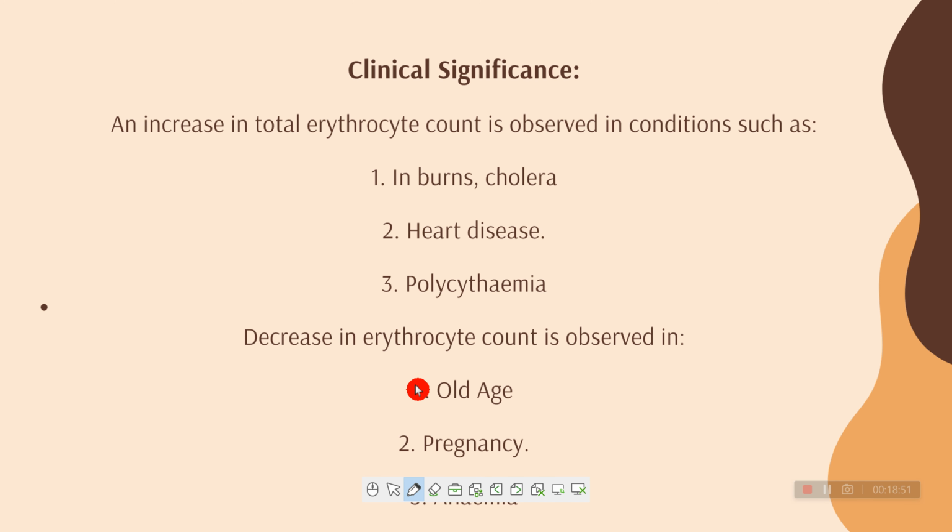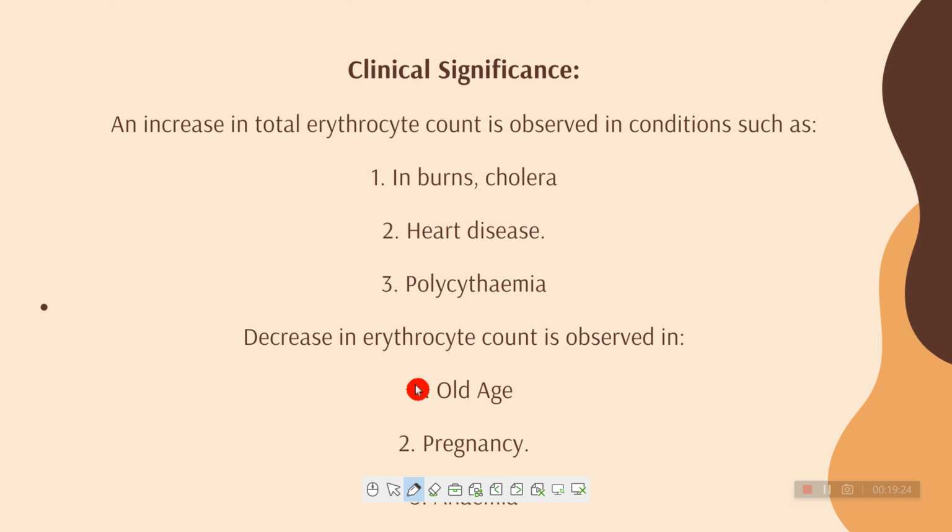It can be observed if the person has shortness of breath, tenderness in the palms of the hands or soles of the feet, and also if there is a disturbance in the sleep of the person. Now, talking about decreased erythrocyte count: if the count is below the normal range, then the person is said to be erythrocytopenic, and the clinical condition is called erythrocytopenia. Erythrocytopenia can be observed in old age.